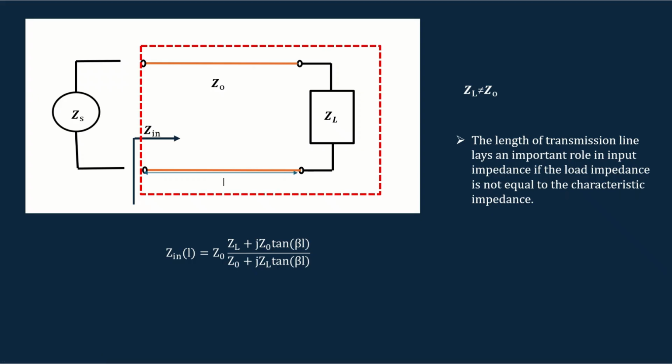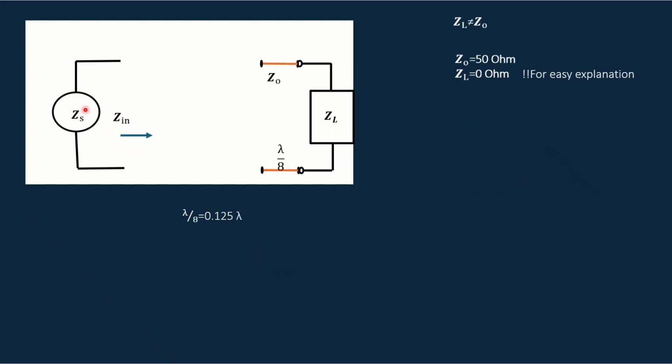So let's now consider the case where the load impedance is not equal to the characteristic impedance. In that case, based on this equation, we can see that the input impedance will have an impact on the length of the transmission line. So with respect to the length of the transmission line, the input impedance seen by the source will be changing. So let's see more into that. Let's consider the system where we have the source impedance and we have the load which is connected to the source through a transmission line having the length lambda by 8.